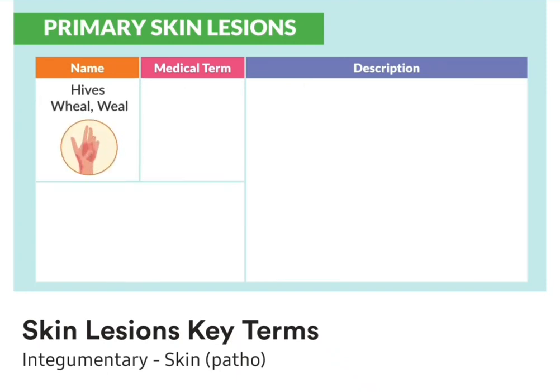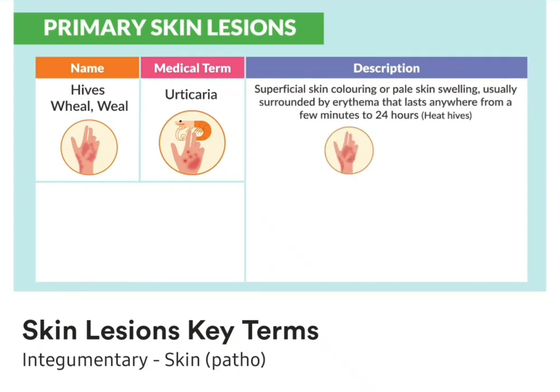Next we have hives and wheals. This is known as urticaria. Now it's not exactly the same, but it typically happens within the same reaction to an allergen. We see superficial skin coloring or pale skin swelling, usually surrounded by erythema, that red skin, that lasts anywhere between a few minutes to a few hours. And a great example is heat hives.